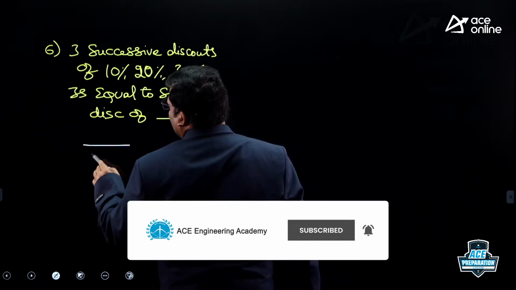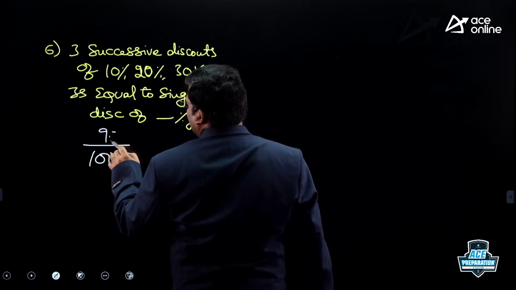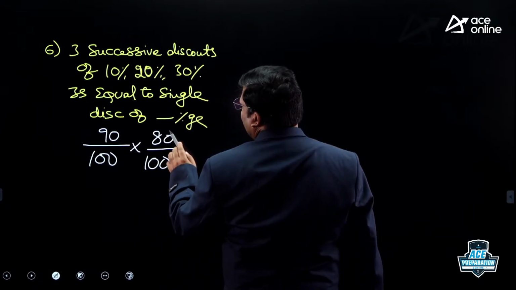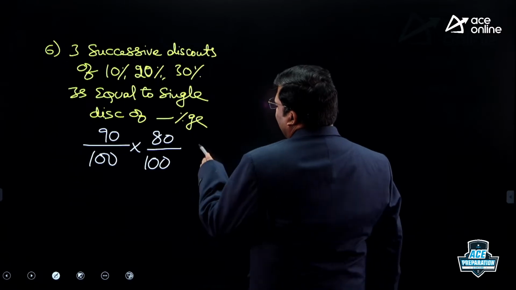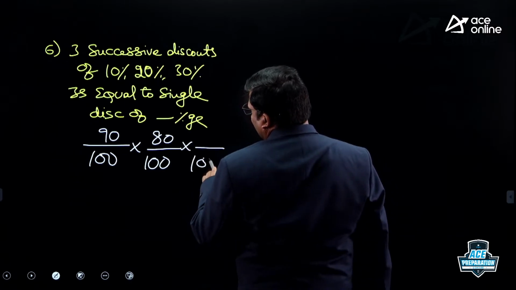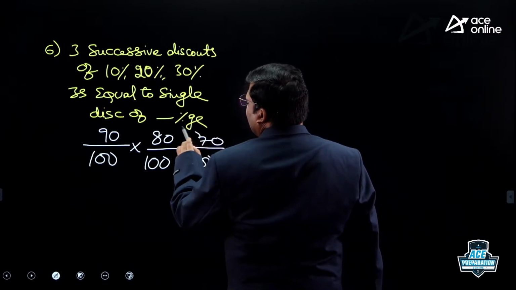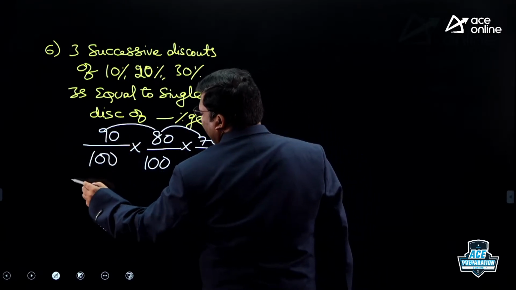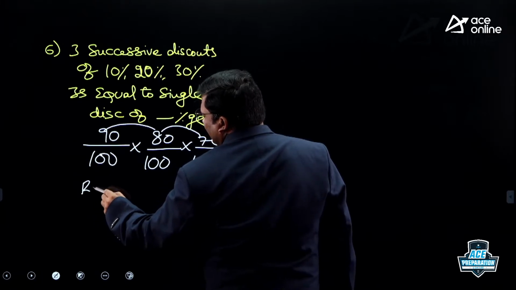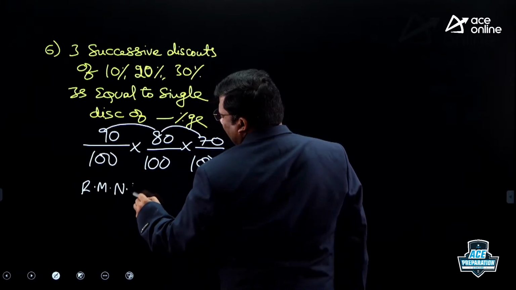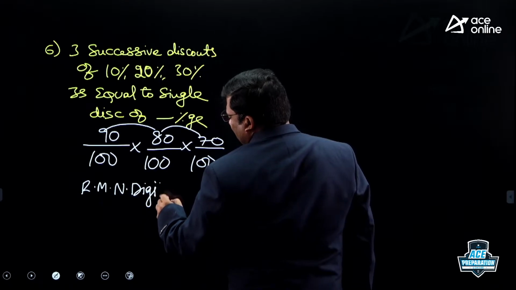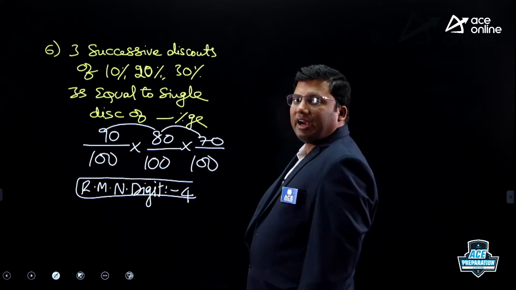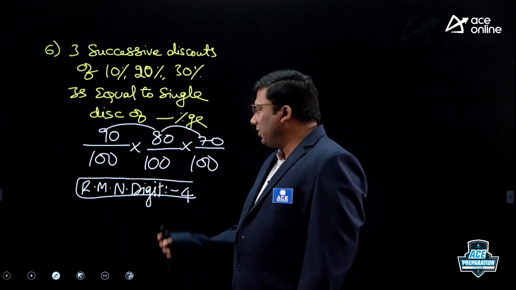On 100, 10 decrease, how much will it be? 90. On 100, 20 decrease, how much will it be? 80. On 100, 30 decrease, how much will it be? 70. 9, 8, 7, 8 sevens are 56, 6 nines are 54. Answer, rightmost non-zero digit, it should be 4. Are you all with me?